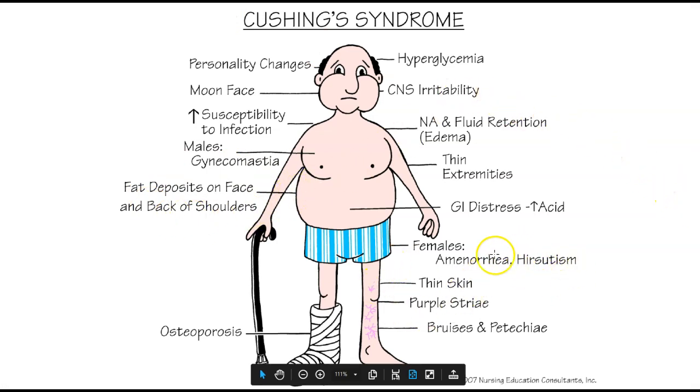Females, sometimes they experience amenorrhea and hirsutism. So basically, this is a disorder, right, causing dysregulation in the hormones. Sometimes you will see striation, bruises, petechiae, and their skin is very thin. This again is a portrayal of a patient experiencing Cushing's syndrome.